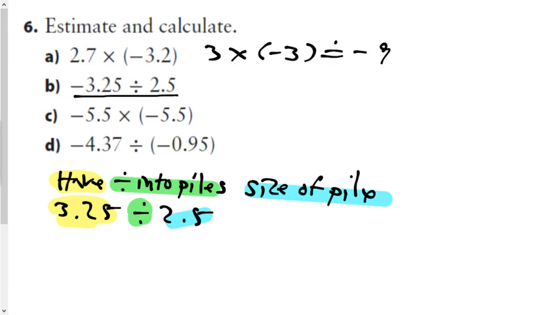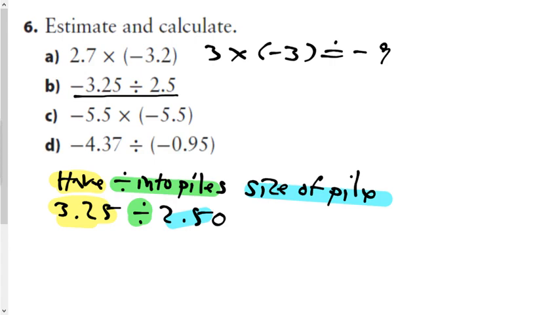Okay? So if we contextualize a division question to think of it that way, I have $3.25. I need to divide it into piles of $2.50. If you don't see 250, add a zero there. You see $2.50 now. So I have 325 and I have to make piles of 250. Can I make a pile of 250 with my 325?